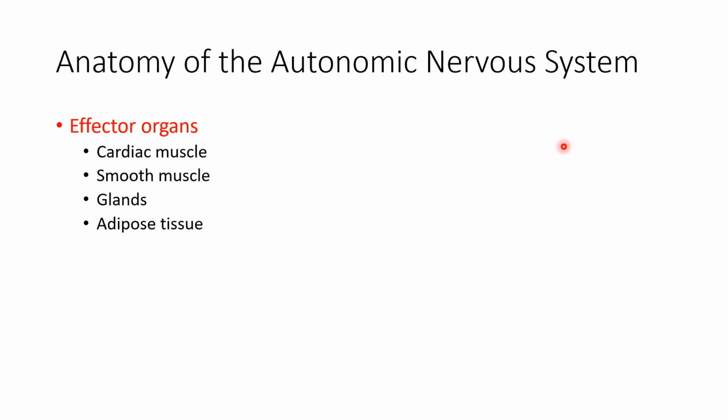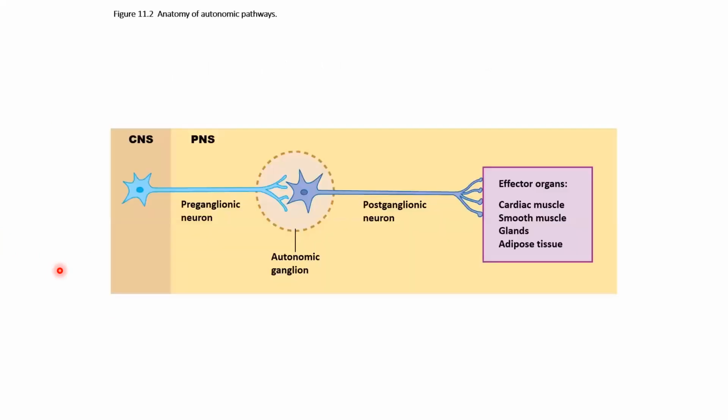Then, to give some details on examples of effector organs, these are all the organs that we're looking at in the center of that schematic diagram. Again, cardiac muscle, smooth muscle, all types of glands, and we'll talk about some exceptions to these. And then adipose tissue as well, which is really only in the sympathetic nervous system. We'll clarify these examples as we go on, but these are the target or effector organs that the autonomic nervous system governs or controls.